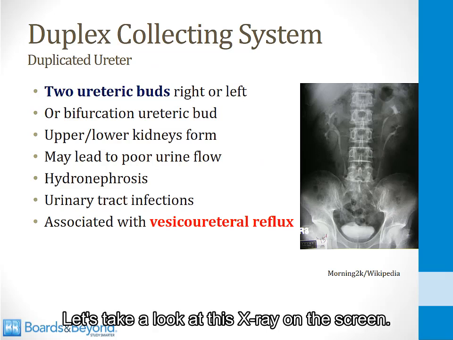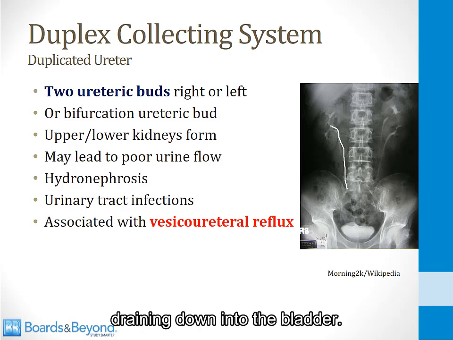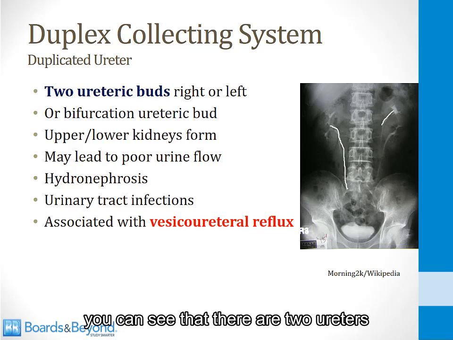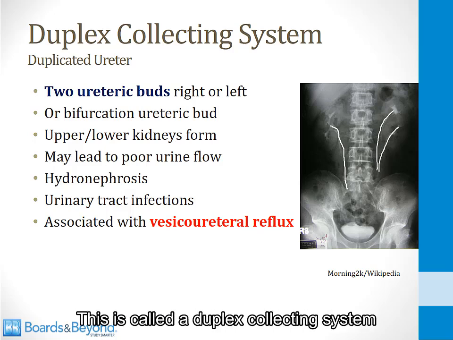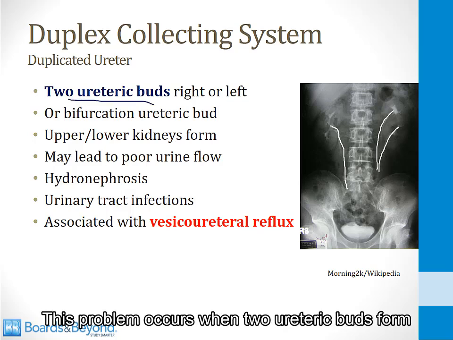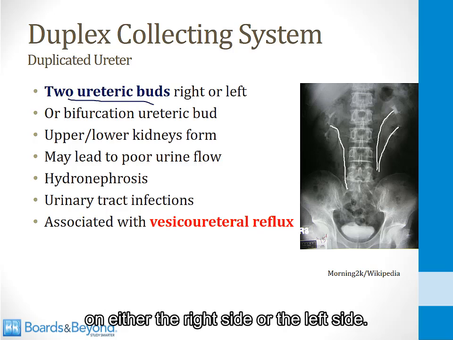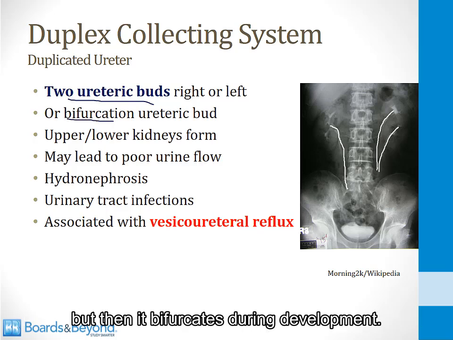Let's take a look at this X-ray on the screen. The kidney on the left side has a single ureter draining down into the bladder, but if you look at the right side, you can see that there are two ureters that both drain to the bladder. This is called a duplex collecting system or a duplicated ureter. This problem occurs when two ureteric buds form on either the right side or the left side. It can also sometimes happen if one ureteric bud forms, but then it bifurcates during development.